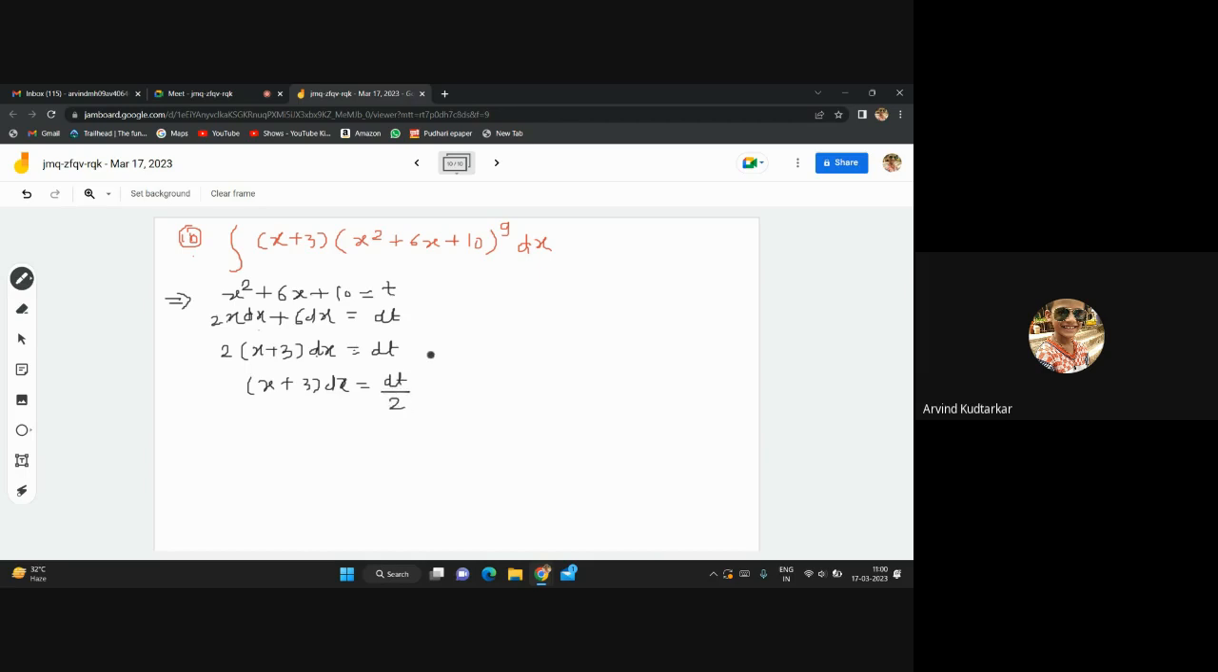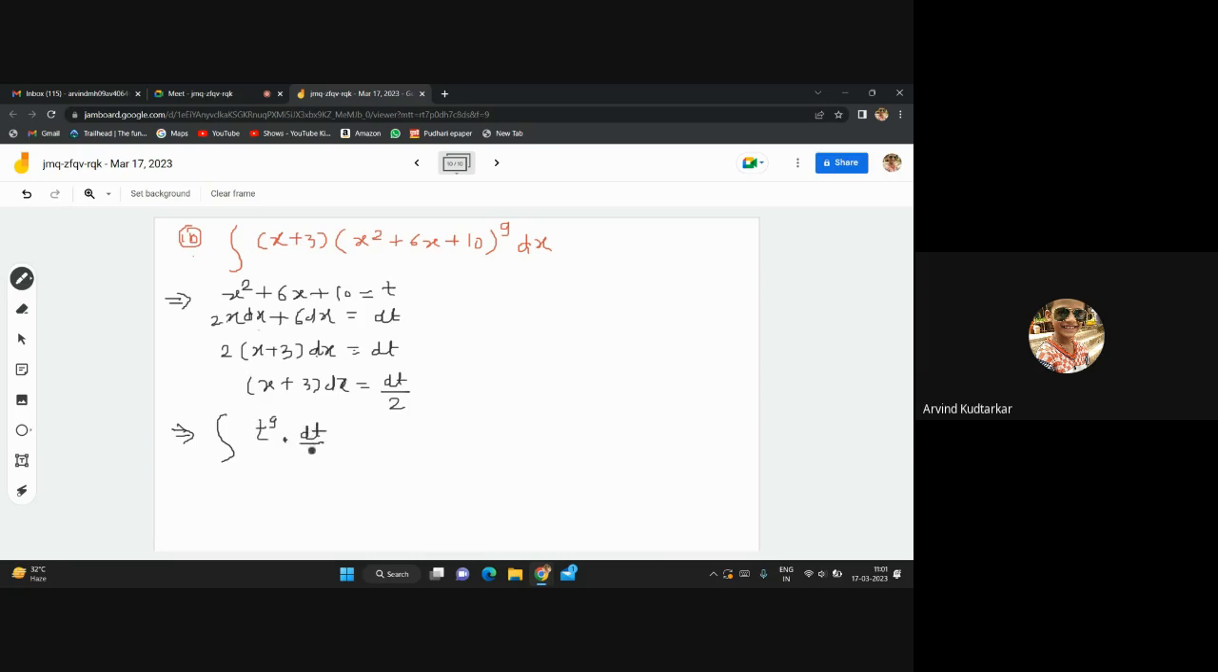So this term here, look, x plus 3 into dx will be dt by 2. So the integral takes the form: x plus 3 into dx is dt by 2, and x square plus 6x plus 10 is t. So t raised to 9 into dt upon 2.